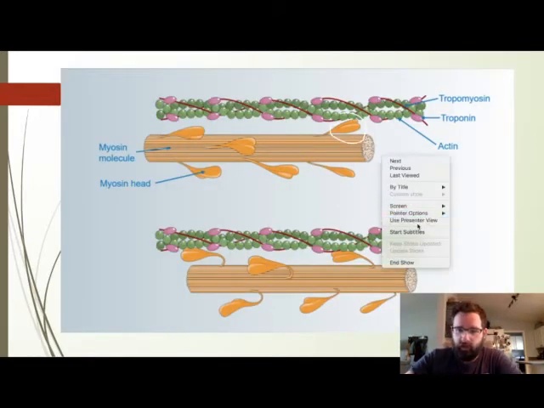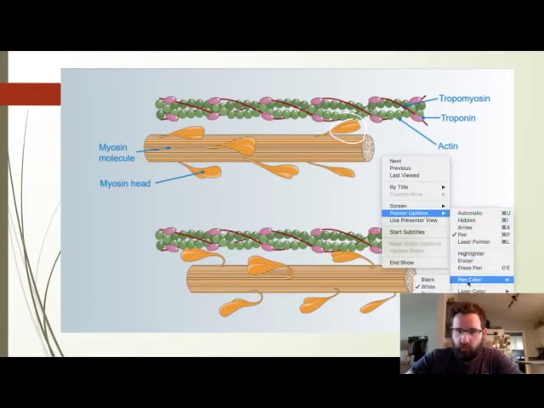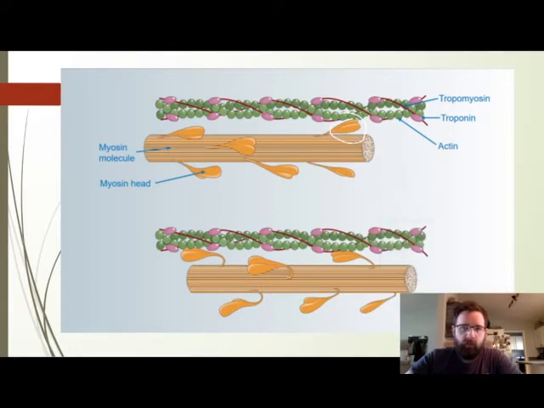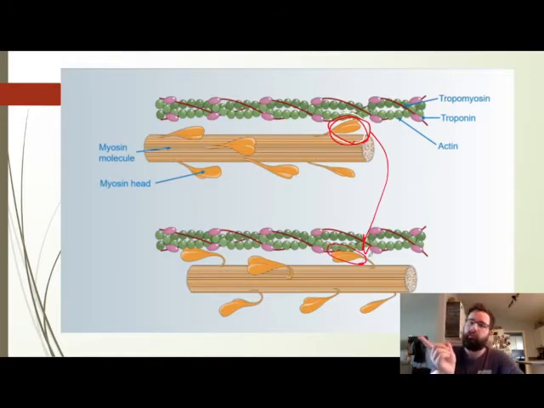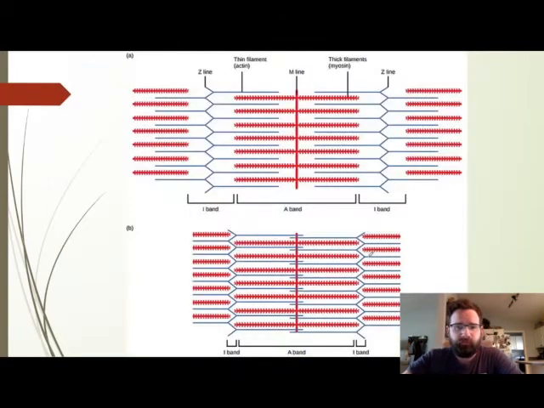Those are the heads right here. I should probably put this back to red. Those are the heads I was talking about. So this is the myosin head before it's told to be pulling, and then there it is actually pulling. Imagine it going that direction.